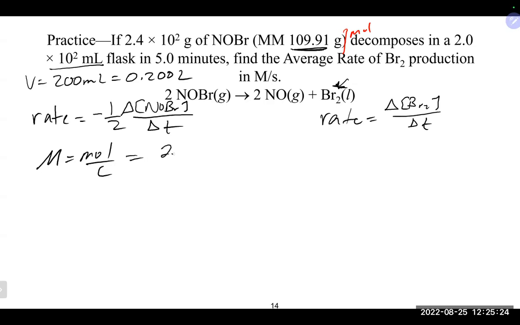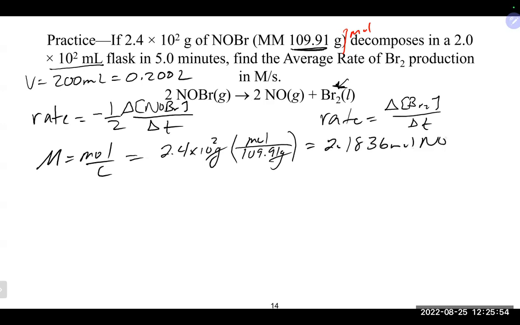So the moles here would be 2.4 times 10 to the 2 grams. I don't know why they didn't write 240, but all right, divided by 109.91 grams per mole, doing a little dimensional analysis like you should be showing the work. 2.4 times 10 to the 2 divided by 109.91 gets us 2.1836 moles of NOBr, which we then can divide by the 0.2 liters, which is our volume.